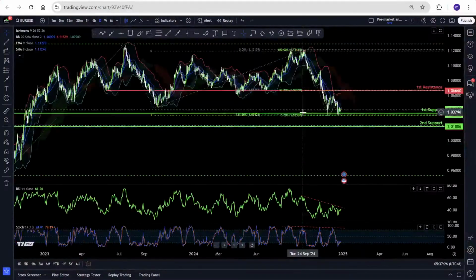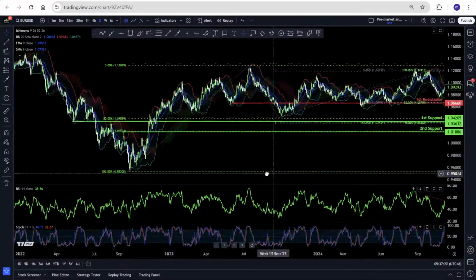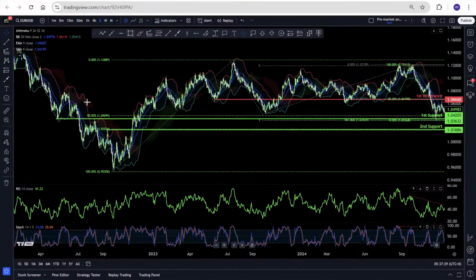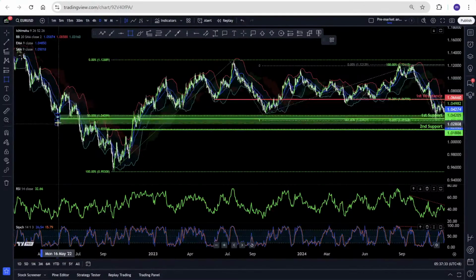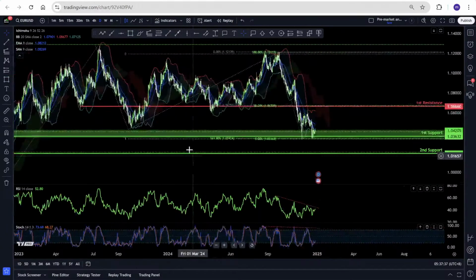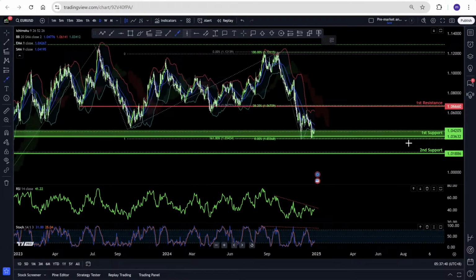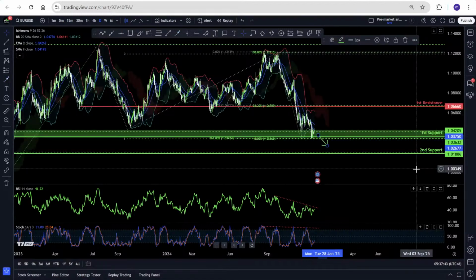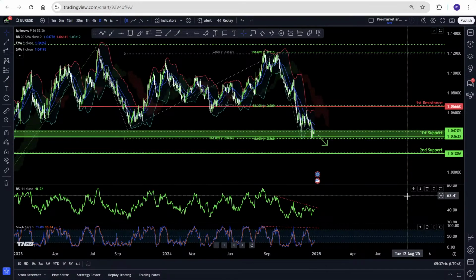But again, this first support is quite a big confluence area. So we might see a bit of resistance in this area here that I'm highlighting. So I'll only go in for a sell if prices actually break out of this area towards our second support.